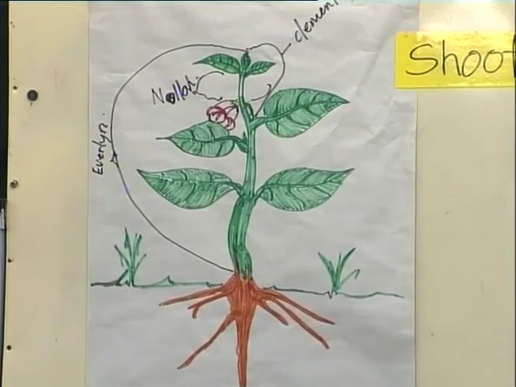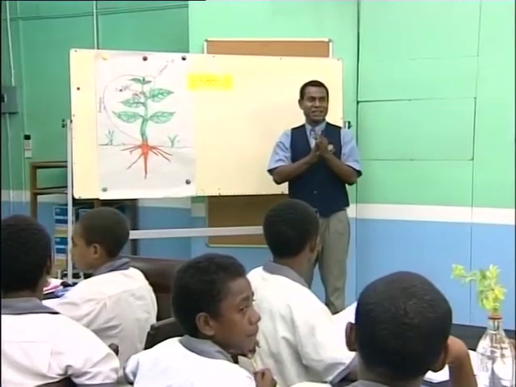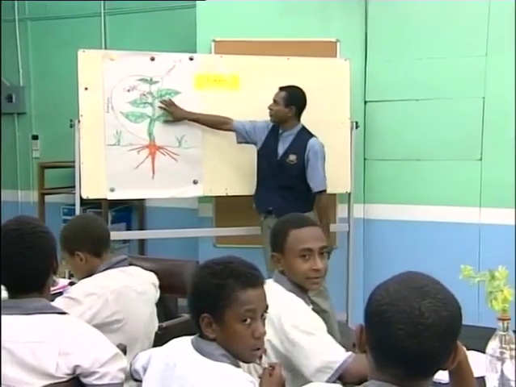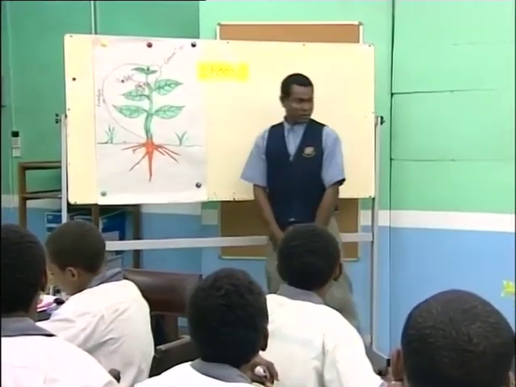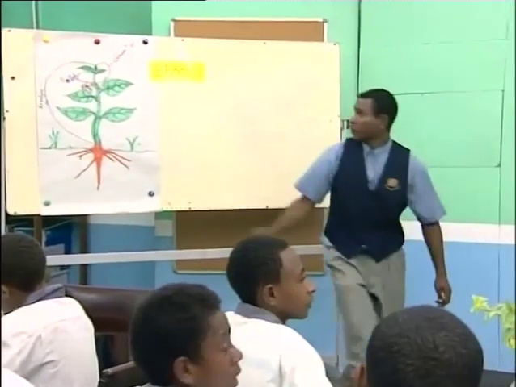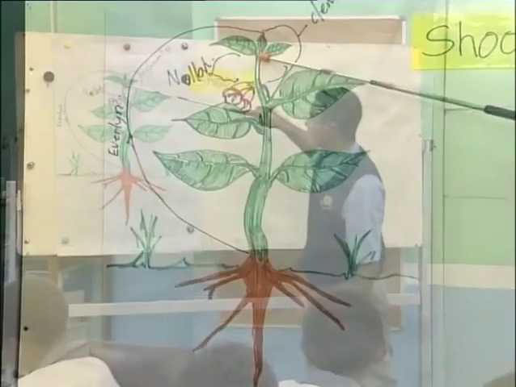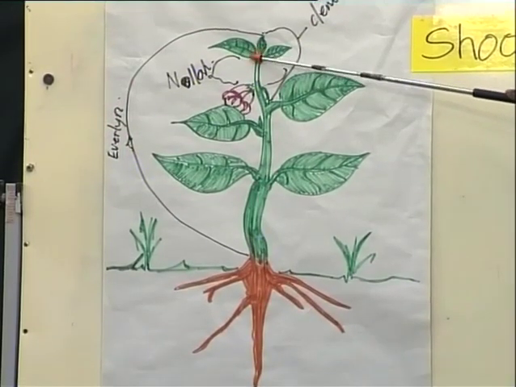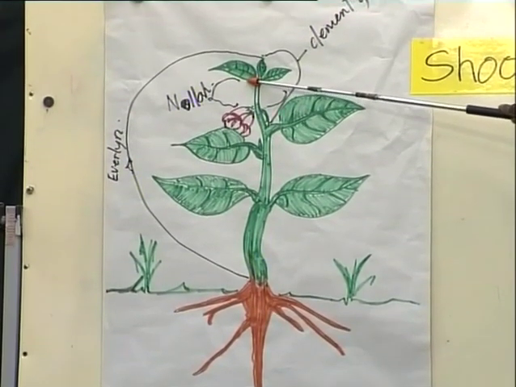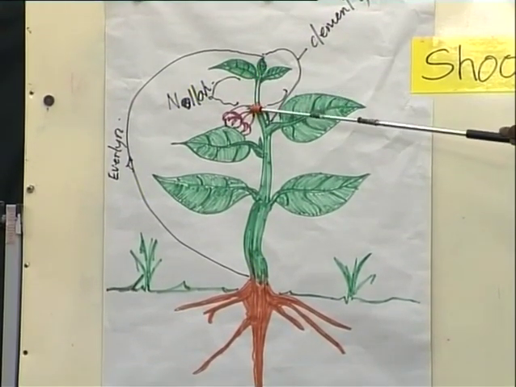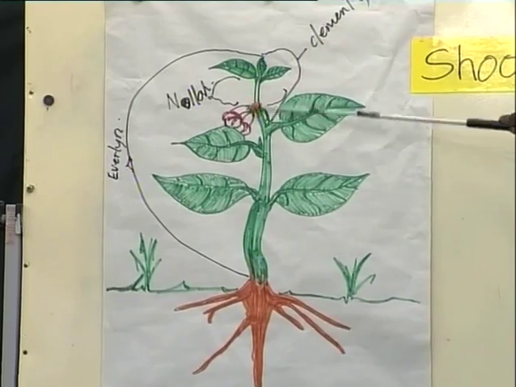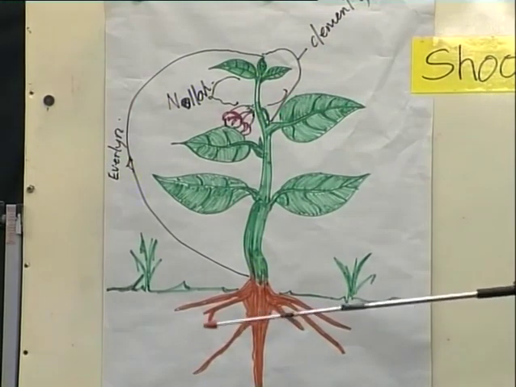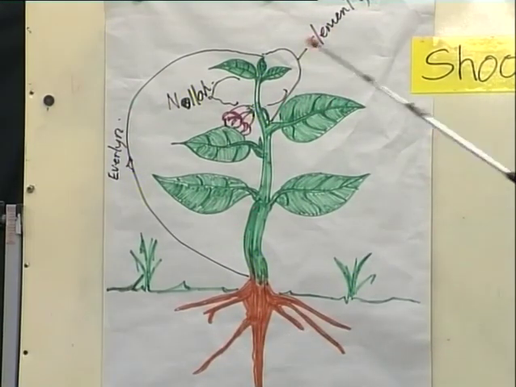Kevin's group. Okay, we have three groups that gave us answers. Thank you for your hands raised, but we'll have three groups, then we'll move on. We have Nola's group, who pointed from the tip of the leaf down to the flowers as the shoot. That's what their group discussed and came up with.